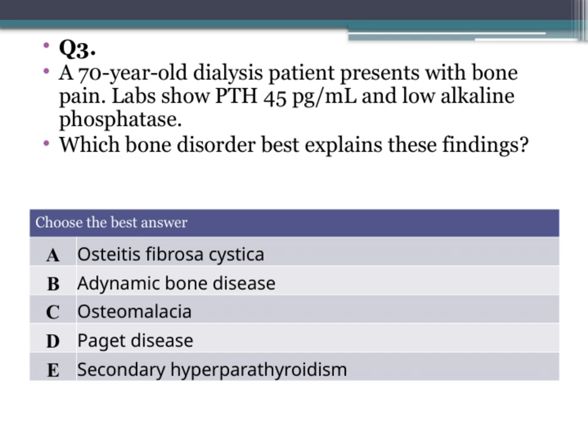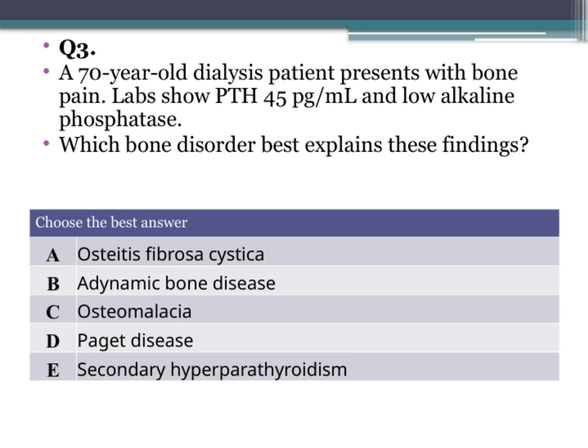Now, considering the options, osteitis fibrosa cystica is associated with high PTH levels, so that's unlikely here. A dynamic bone disease, on the other hand, is characterized by low bone turnover, low PTH, and low alkaline phosphatase, fitting this patient's profile perfectly. Osteomalacia involves defective mineralization, which typically presents with high alkaline phosphatase levels, so that doesn't fit. Paget disease usually causes increased bone turnover, so higher PTH and alkaline phosphatase are common there.